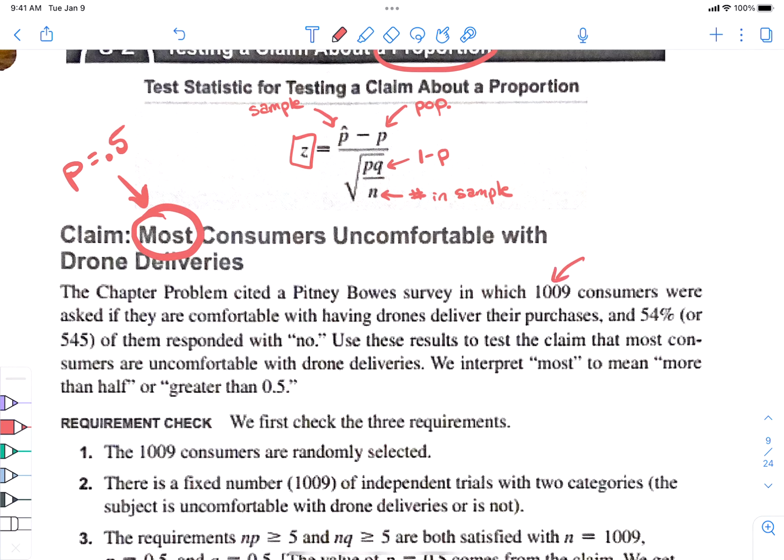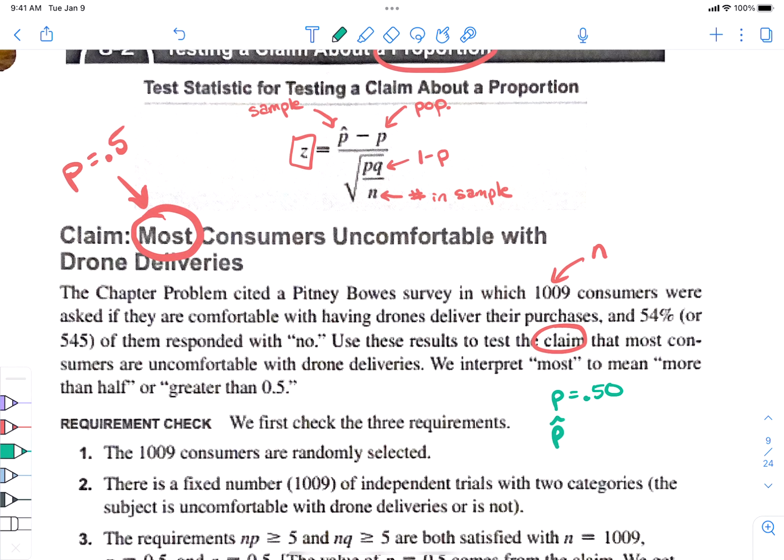Okay, what is the 1,009? Number. N, that's a number. If they are comfortable with having drones deliver their purchases, and 54% of them responded with a no. Use these results to test the claim, circle the word claim, that most consumers are uncomfortable with drone deliveries. That's our claim, okay? So we've got a 54%, and then we know that we're going to use 50%. Which one is P hat and which one is P? The claim is the P. So P is going to be 50%, or 0.5, and our p hat, which is from the sample that we got, the sample of the 1,000 customers got results of 54%, so 0.54, okay?